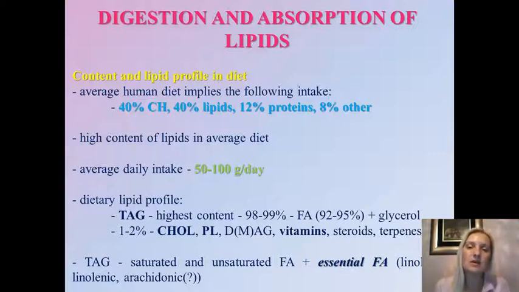But what is of essential importance is that those 3-acylglycerols are supplying us with essential fatty acids, which are polyunsaturated fatty acids like linoleic, linolenic, and according to some authors, arachidonic acid as well, which are essential because our organism cannot synthesize those polyunsaturated fatty acids.